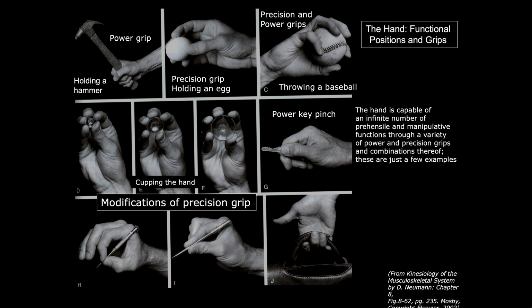This is power key pinch. You are doing it. Now look at the bottom. These images are a little different. So we can see the precise prehension and different types of things. So you are more precise. So you are coming up with different activities.